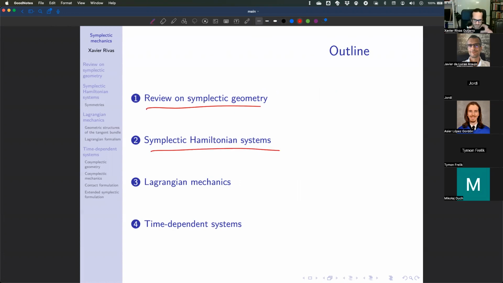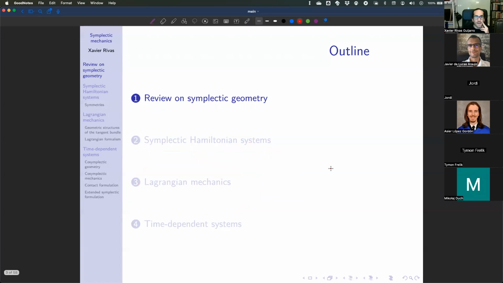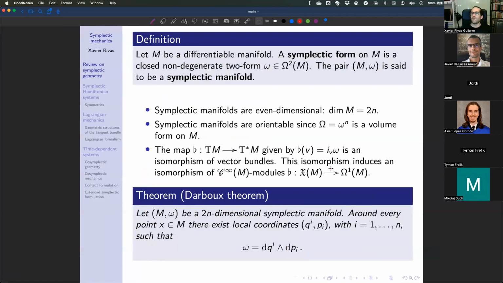So the core of this mini course will be section 3 on Lagrangian mechanics. Although I will say some things about symmetries and conserved quantities in symplectic Hamiltonian systems that you did not cover, so maybe it will help. First of all, I will very briefly summarize what Javi told us in his lectures about symplectic geometry.